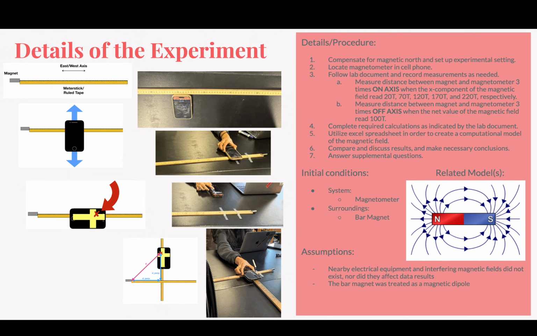The initial conditions for this experiment are listed below. The system was the magnetometer, which was the cell phone, and the surroundings of this experiment were the bar magnet. Note, we had to assume that nearby electrical equipment and interfering magnetic fields, aka Earth's field, did not exist, nor did they affect the results of the data. We also had to assume that the bar magnet was essentially a magnetic dipole. A model related to this experiment can be shown, which is the magnetic field of a bar magnet, which is also the magnetic field of a magnetic dipole.